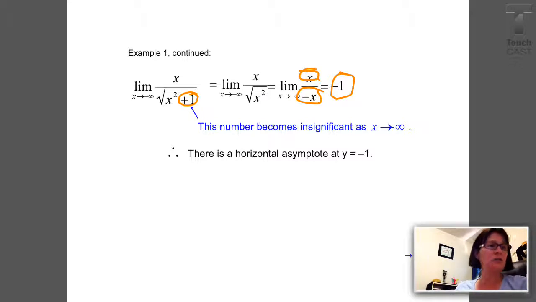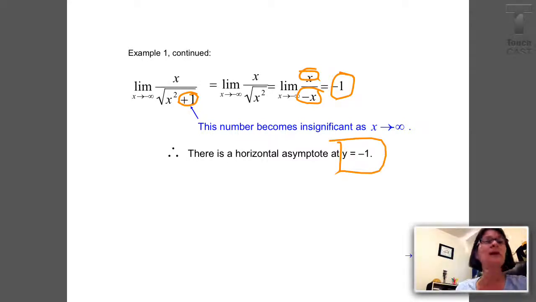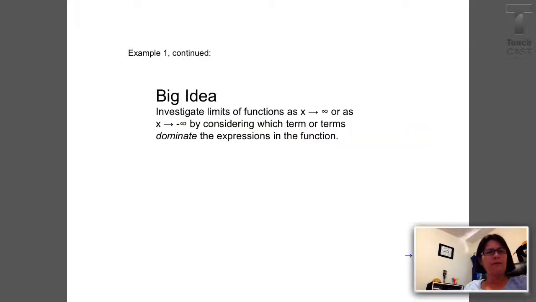Well, if the limit as x approaches negative infinity of this function is negative 1, then by definition, there's a horizontal asymptote at y equals negative 1. And again, if you'll graph this function, y equals x over the square root of x squared plus 1, you'll see that it approaches two different y values as you look furthest to the right and furthest to the left. So we'll wrap up with this big idea that we're going to investigate limits as x approaches positive or negative infinity by considering which terms, which parts of the expression dominate as x gets bigger toward infinity, or very small toward negative infinity.